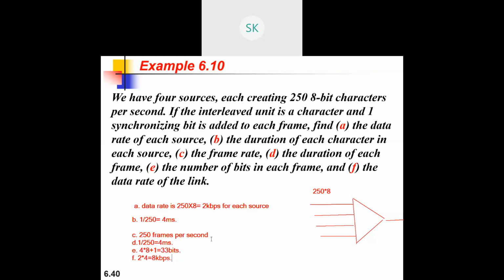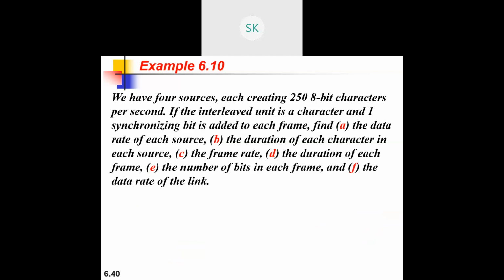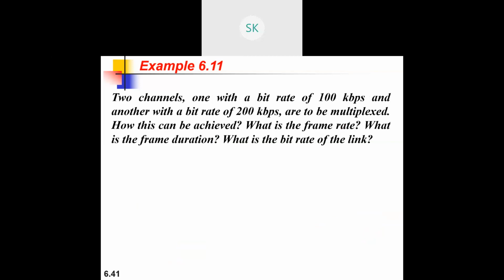One character will be available to transmit from each source, right? So that's what they have given. So with respect to that, the answer is 250 frames per second. The next one is the duration of the frame. Duration of the frame is also 1 over the frames per second. So 1 divided by 250 is equal to 4 milliseconds itself.